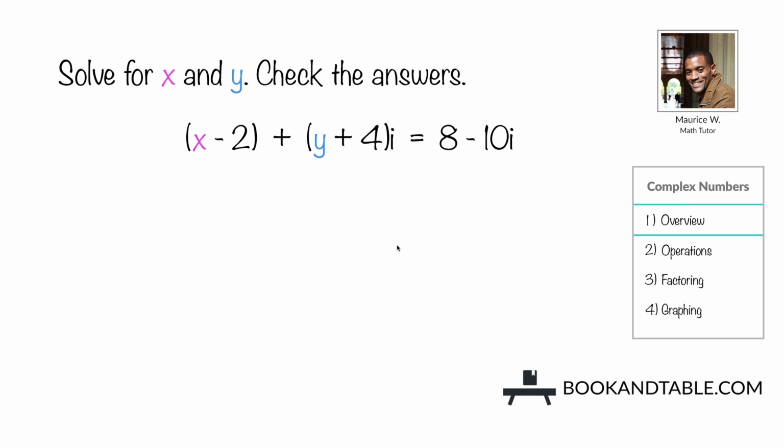So for example, let's say you were asked to solve for x and y and then check the answers, and you were given the equation (x minus 2) plus (y plus 4)i is equal to 8 minus 10i. So on the left side of our equation, we have an expression that represents our real number. This will be equal to our expression for the real number on the right side. Same thing with the imaginary numbers. The expression on the left side that represents our imaginary number equals the term on the right side that represents our imaginary number.